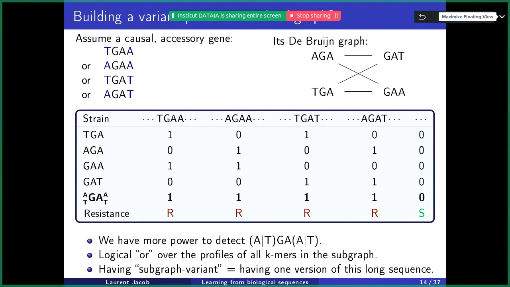But like I said, we have more power to detect something that would be A or T, then GA, then A or T again. And if you look, it's just a logical OR over all the k-mers in this subgraph, the de Bruijn graph. So maybe it's even harder to interpret in terms of genetic variants than a k-mer. In this case, having a subgraph variant means having one version of this long sequence, if you want to try to make sense of it.